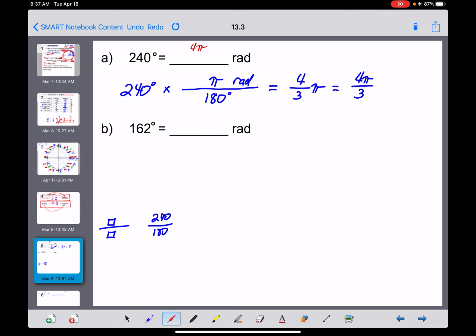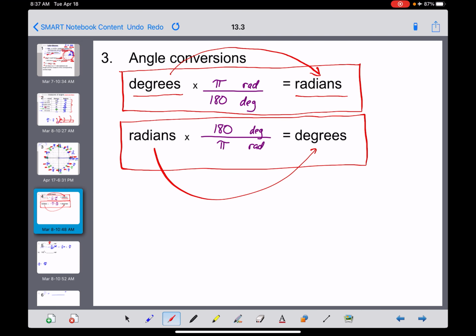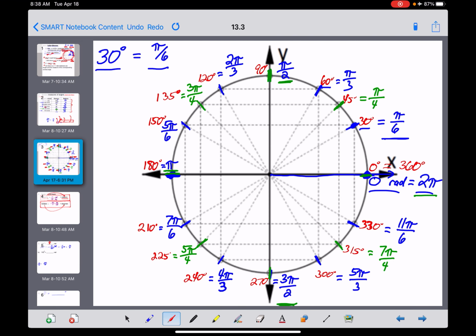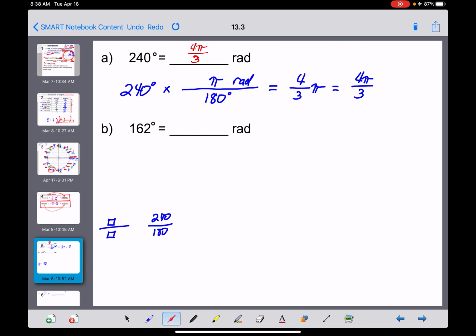I guess I usually put my pi in my numerator right there. Didn't really realize I did that, but yeah, that seems right. Now this one's pretty straightforward, guys, because if we go back to the wheel right here, this is already one of the special angles that we knew right there. 240 degrees down in the third quadrant right here is equivalent to 4 pi over 3 radians. So that's one we could have cheated on right there just by looking at the unit circle in our notes.